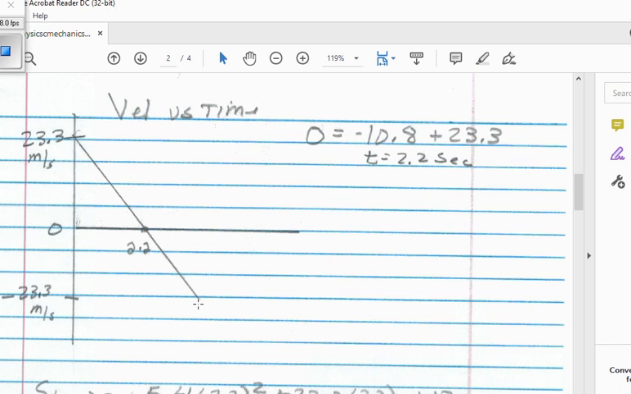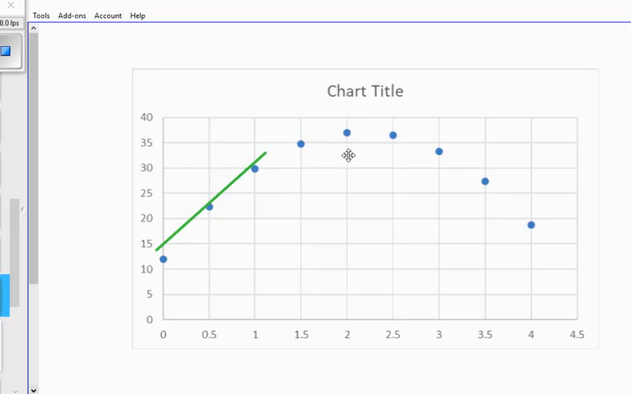And I take my graph all the way down to where it would be negative 23.3. Now I know that's going to be at 4.4 seconds, assuming that there's no air resistance. If it takes 2.2 seconds to get to here, then it's going to take another 2.2 seconds to get to negative 23.3. So our critical point here would be 4.4. Now that 0 is going to tell us we have a maximum. In this case, we're concave downwards. So somewhere around here is going to be our maximum displacement.